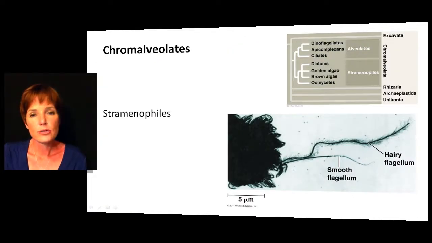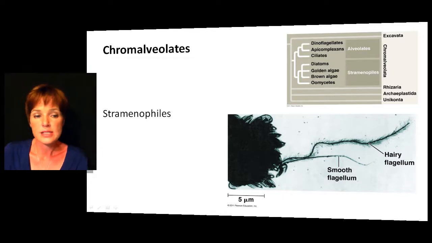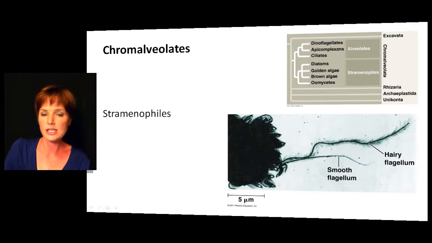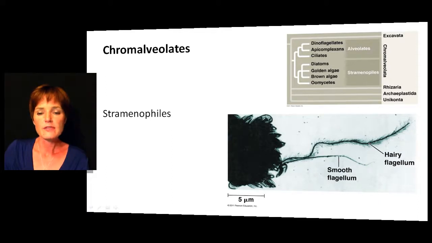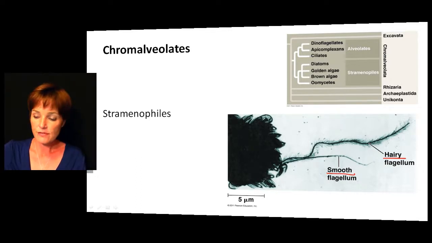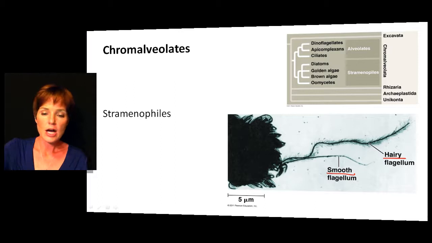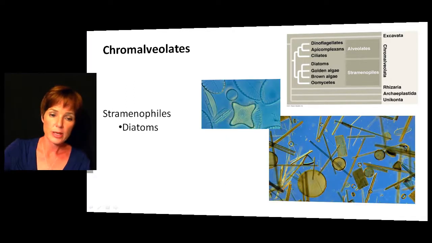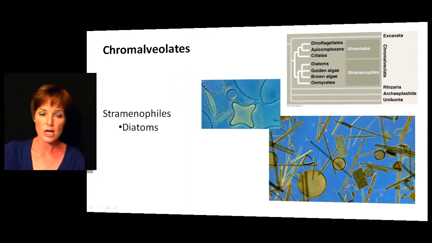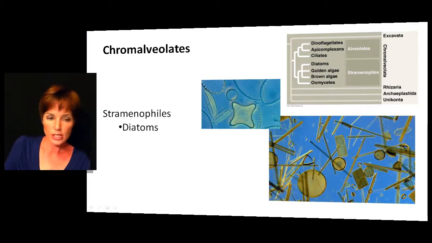The second big grouping of the chromoalveolates is the straminopiles. And what these are known for is what you're seeing in this picture here. They have two flagella. One of them happens to be hairy, one of them happens to be smooth. So that's kind of their defining characteristic. If we look at the individual groups within the straminopiles, the first one that we're going to talk about are the diatoms. Diatoms are going to be unicellular.